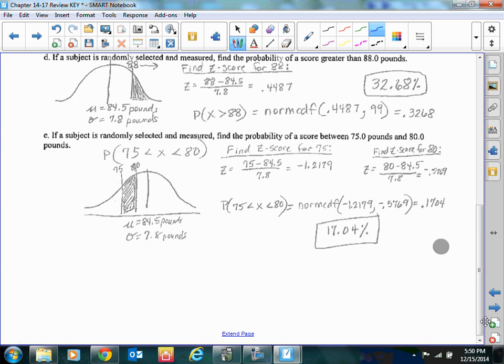And then you also did E. E is also between two z-scores. Well, z-scores, but they are an x value of 75 and an x value of 80. So I wanted you to practice that again. The z-score for the first x value is negative 1.2179. The z-score for the second x value is negative 0.5769. And find probability, find the proportion of observations. When you find percentage, here in between those two z-scores and those two x values, use norm CDF from your low z to high z. And that gives you 17.04%.